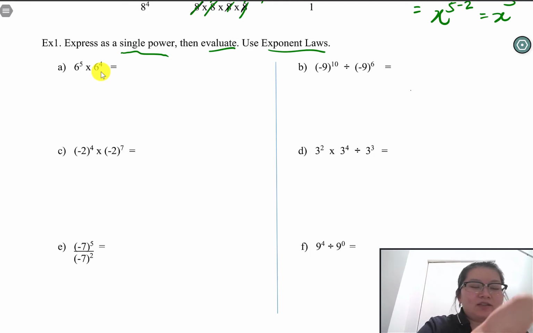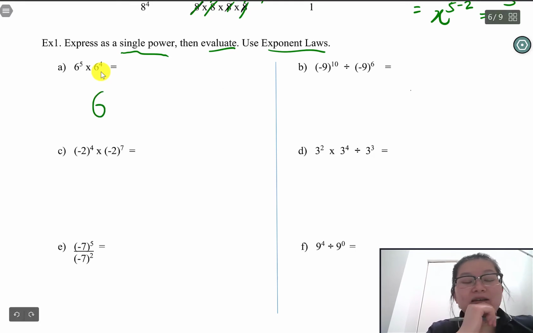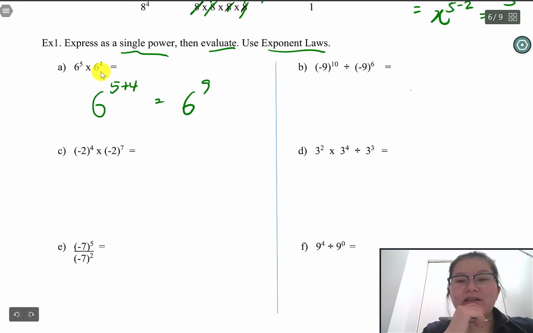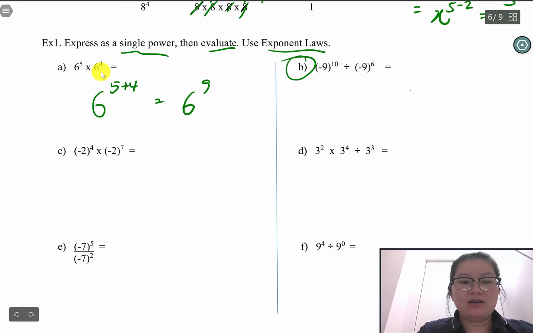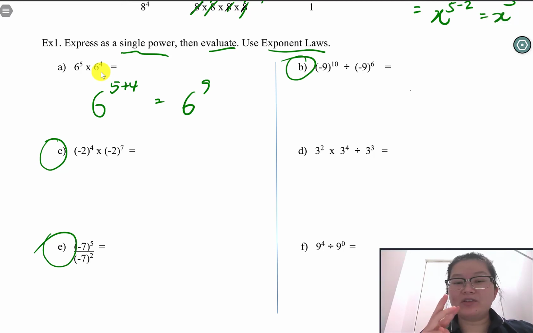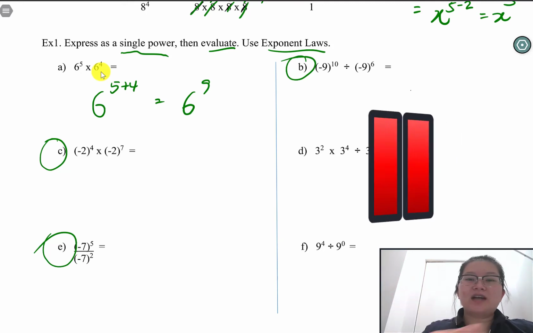Okay, so let's go. We have 6 to the power 5 times 6 to the power 4. Both have the same base, so we can apply the exponent laws. We will have the same base of 6, and since it's multiplying, this is 5 plus 4. I get 6 to the power of 9. Okay, so there you go. That's our first example. How about this? I would like you to give B, C, and E a try. When you come back, I'll do those 3 examples first, and I'll do D and F last since they look a little trickier. Good time to pause the video.